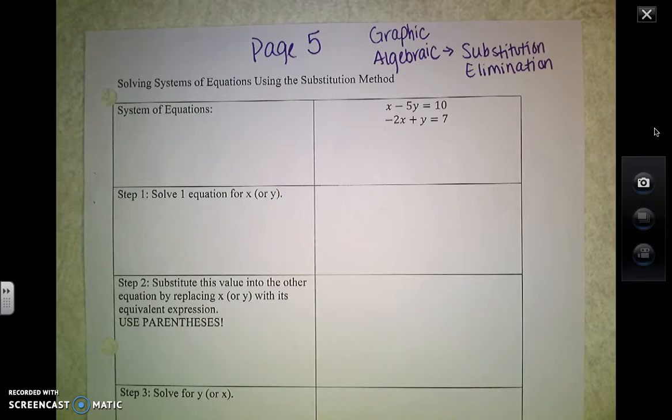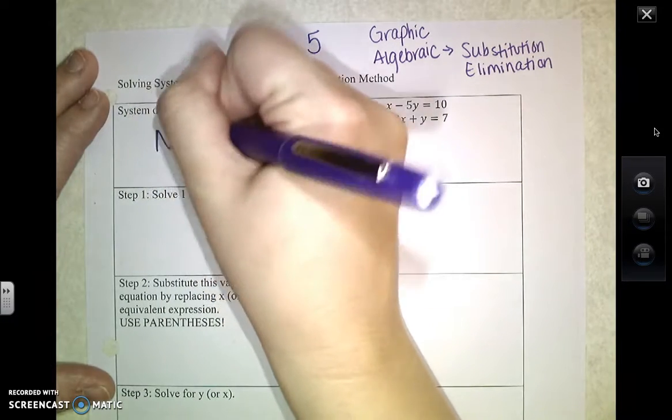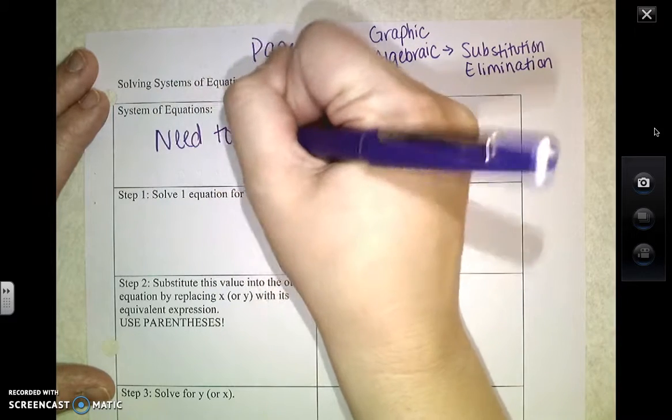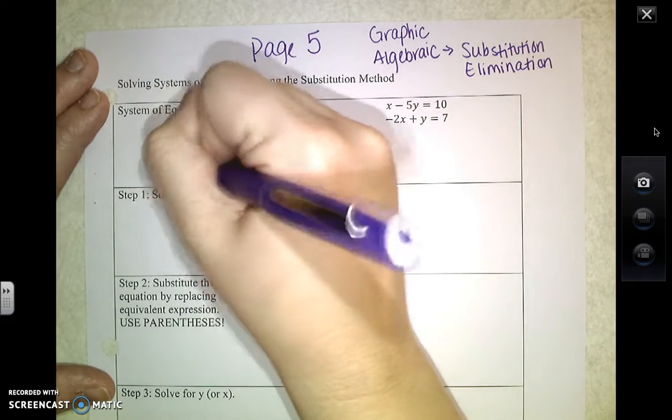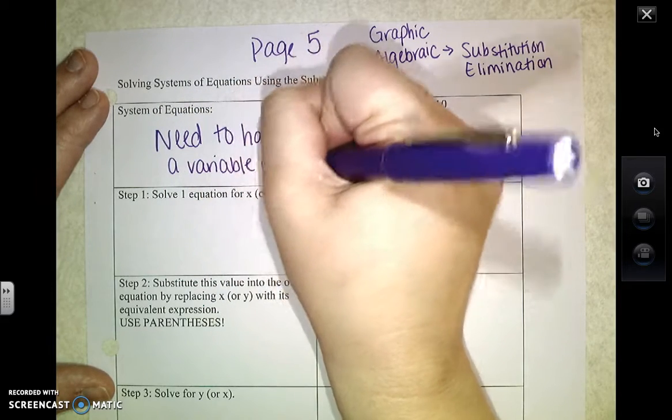Okay, so we're going to start with substitution. Again, I'm on page 5 in your packet. And the idea behind substitution is to substitute an expression for a variable. Okay, in order to substitute, you need to have a variable alone. It's always important to have a variable alone. You cannot substitute without this happening.